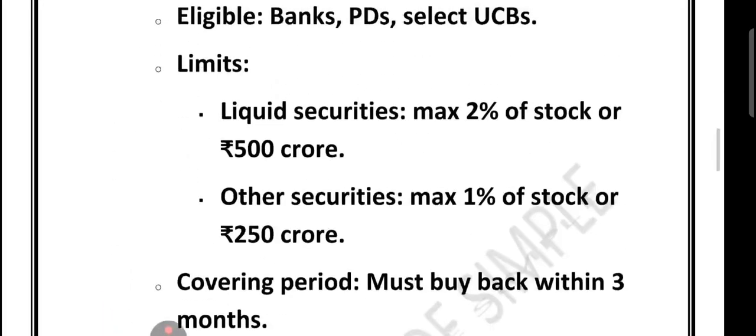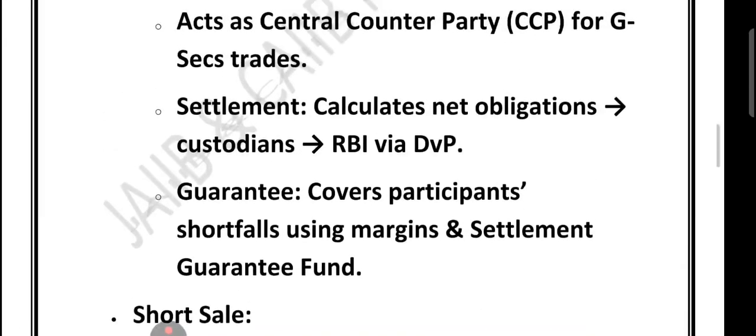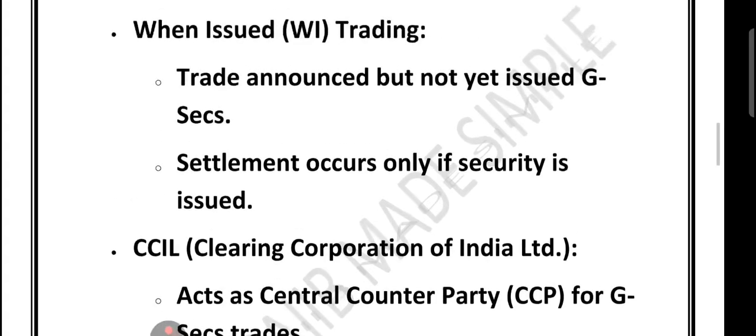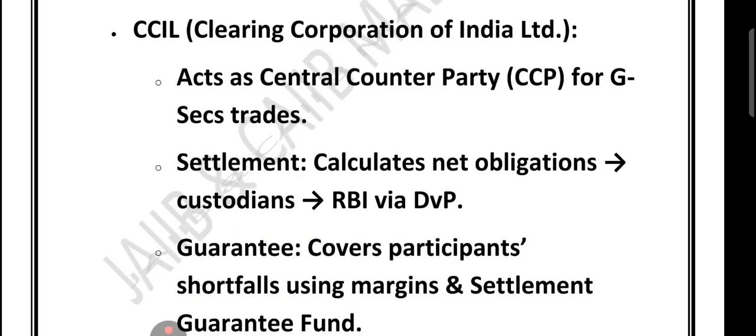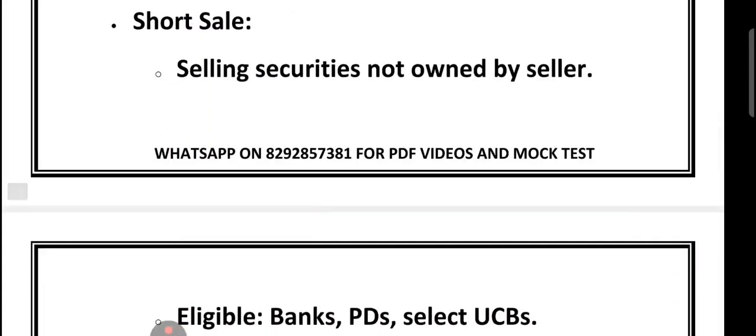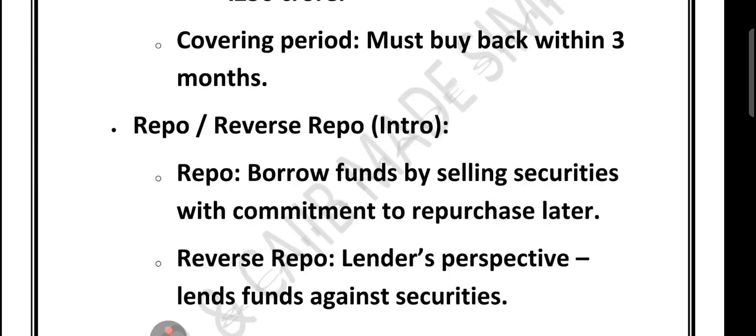So what we have covered just now, let me summarize. I told you about liquidity. Two types of settlement are there: net settlement, which means less cash required; gross settlement, which is more cash required. Then the WI trading, which means trade before issuance, and settlement will only occur after issuance. CCIL is the CCP, the central counterparty for government securities, and it guarantees a smooth settlement. Then we talked about the short sale, which means you are selling unowned securities. And then the repo and reverse repo, so borrow or lend using securities as collateral.